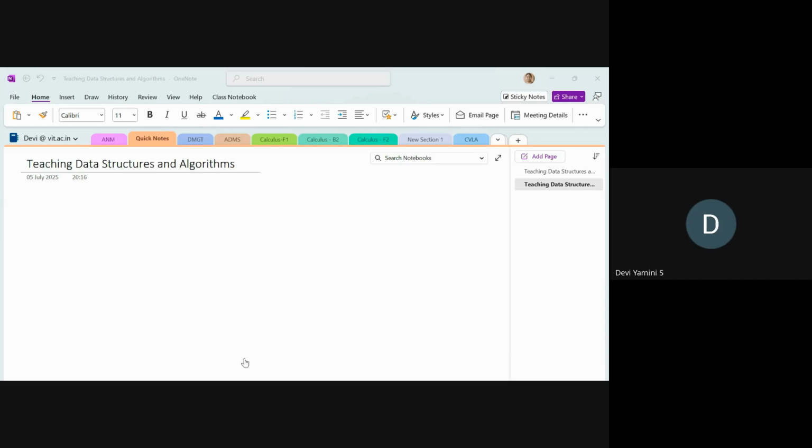Induction. You may have to apply it in the assignment which you're supposed to submit today. Any doubts on that? Or do you have any other doubts apart from induction?